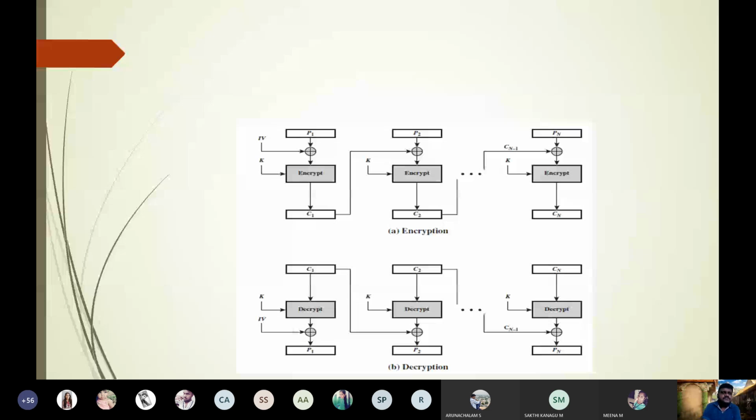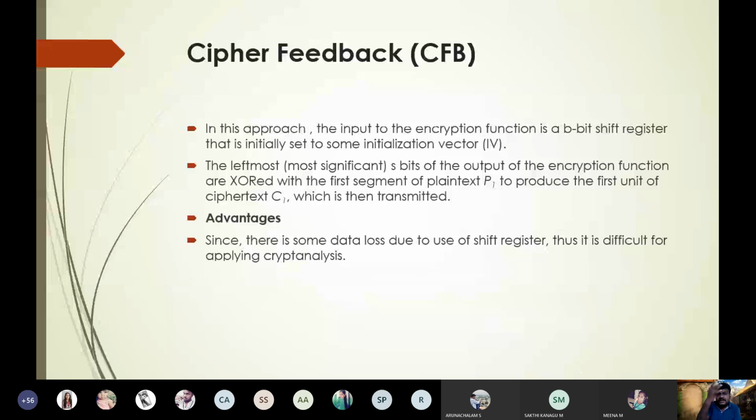And the third one is cipher feedback. What are the advantages of cipher feedback? There is some data loss due to the use of a shift register. So if data is lost due to that shift register, it will be difficult to apply cryptanalysis.